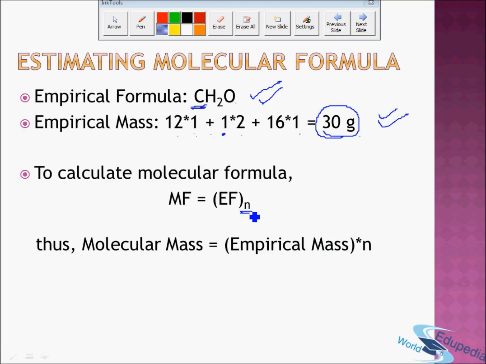You can directly see that molecular mass is nothing but empirical mass multiplied with n, where n is the subscript. Now I have the empirical mass, 30, and I need to calculate n in order to find my molecular formula, because molecular formula is nothing but empirical formula multiplied with n. So to calculate n, what do I do? n is nothing but molecular mass divided by empirical mass. So this will answer my question now.